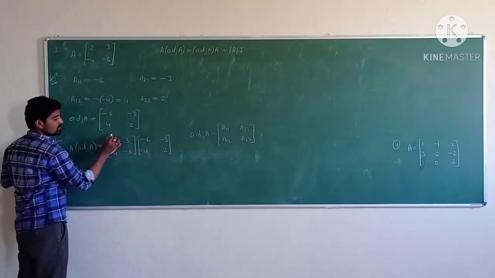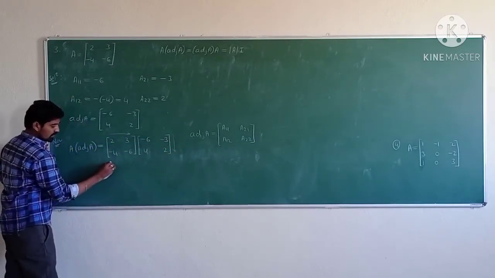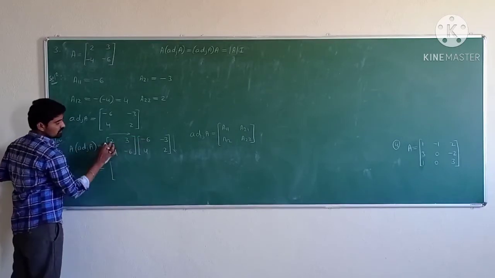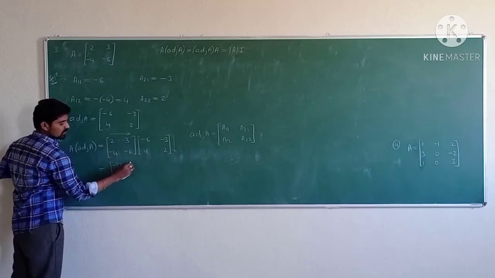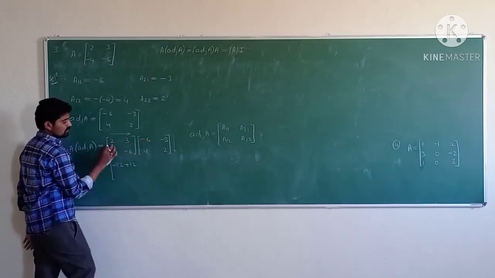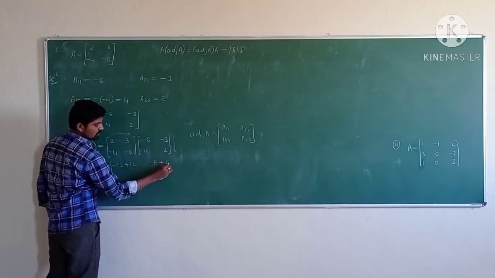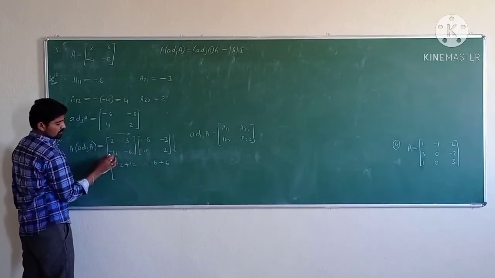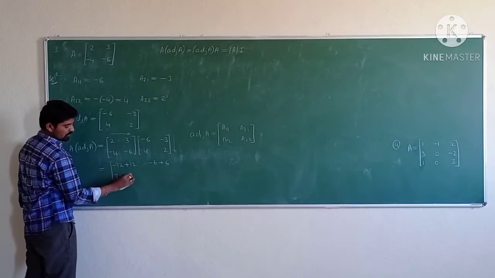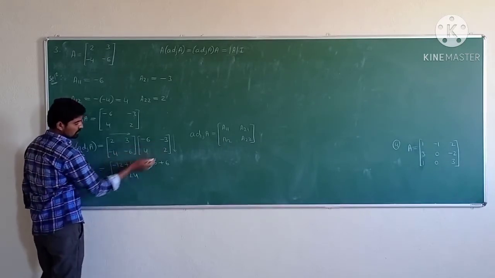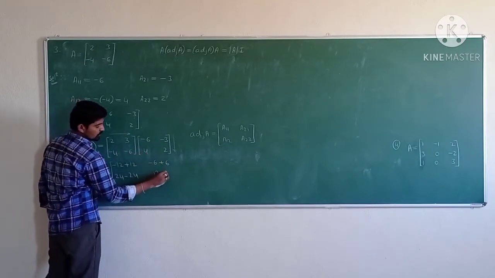This is the multiplication of matrices, divided into rows versus column, which is equal to first row first column: 2 into minus 6 is minus 12, 3 into 4 is plus 12. First row second column: 2 into minus 3 is minus 6, 3 into 2 is plus 6. Second row first column: minus 4 into minus 6 is 24, minus 6 into 4 is minus 24. Second row second column: minus 4 into minus 3 is 12, minus 6 into 2 is minus 12.